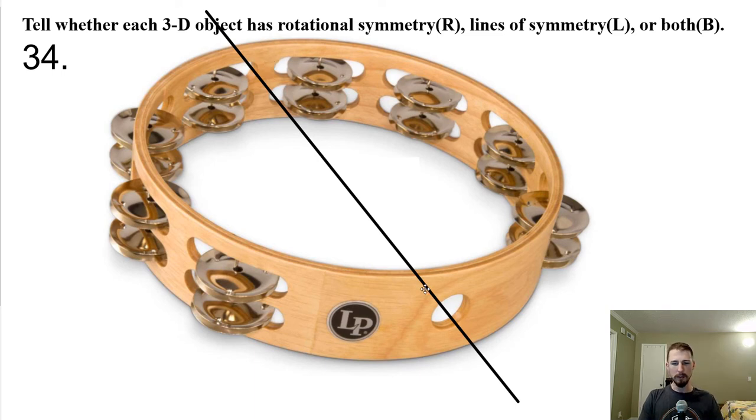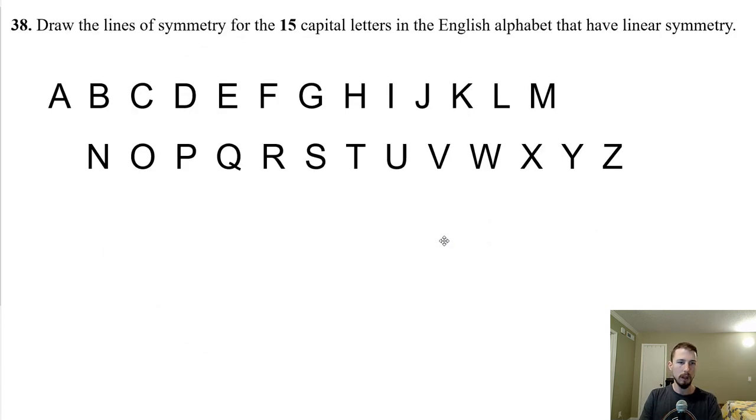If all the symbols go all the way around, usually there's a smooth part for your hand, for your handle or whatever. But if the symbols do go all the way around, we could say we have rotational symmetry as well. So you could say both on this one. All right, 38, kind of Englishy.